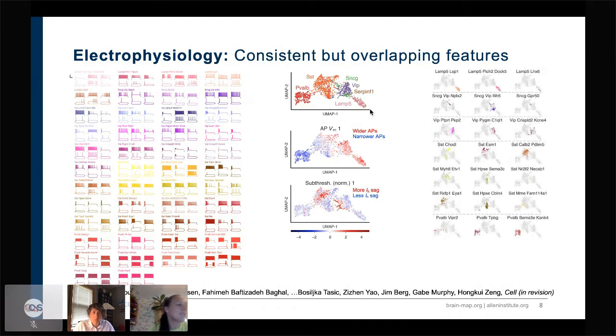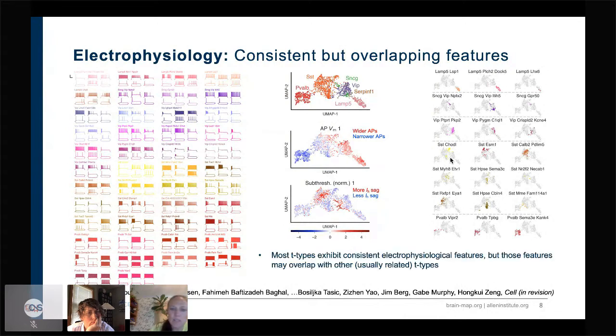When we look at where individual T-types are represented on the EFIS UMAP, I'm showing some examples over here, we find examples of types with very tight distributions, like parvalbumin TPBG and Vipr2, and those with wider spread, such as this VISP, CRISPLD, KCNE4, and even the SST CHODL. But overall, T-types have fairly consistent but frequently overlapping EFIS properties.